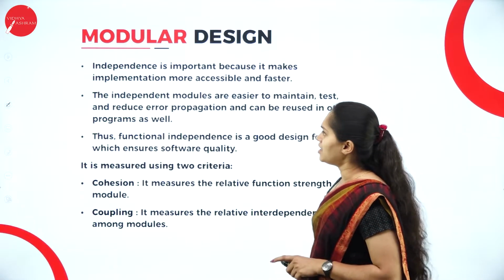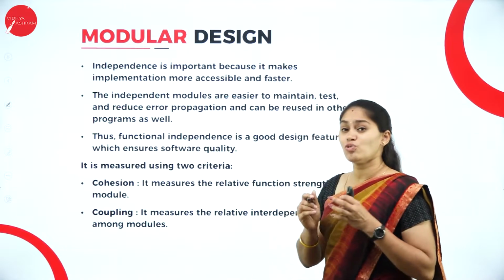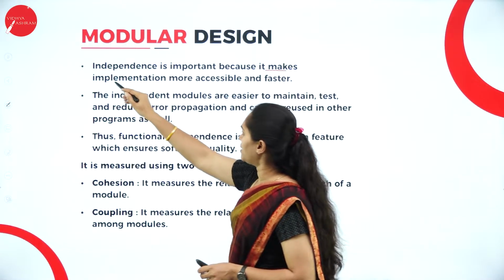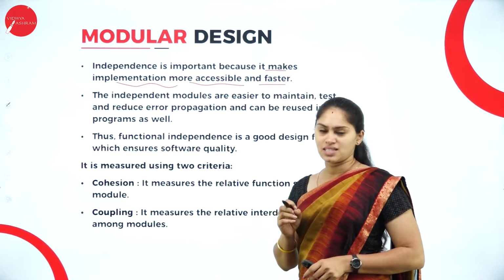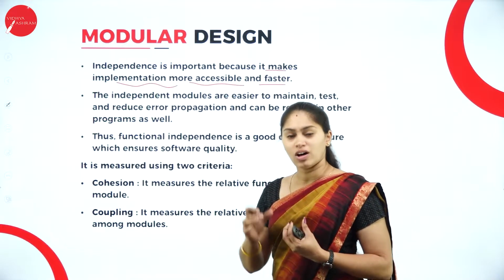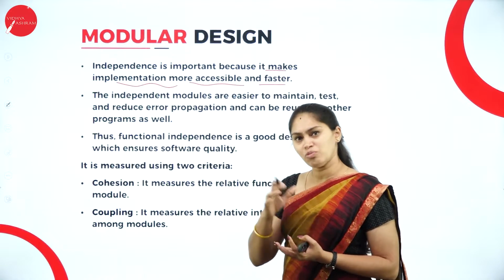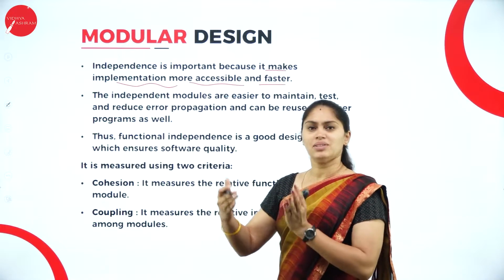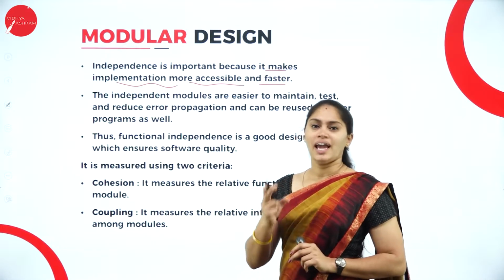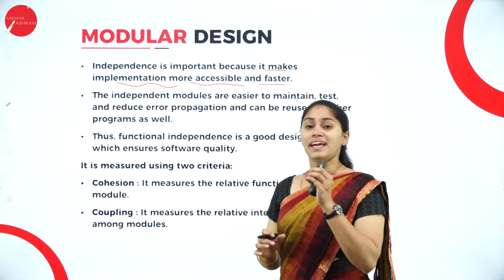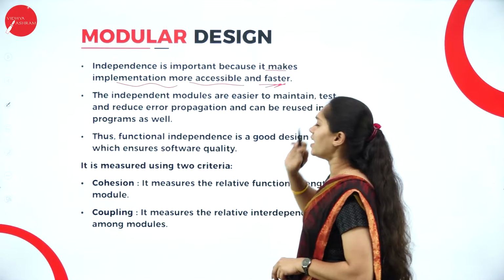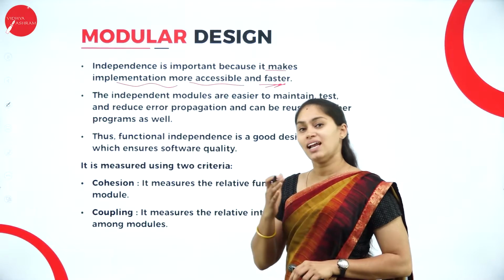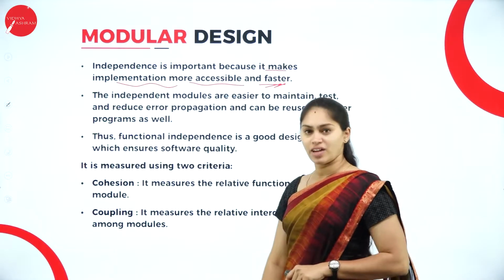Next, independence is important. Why do we have to maintain independence in the function? Mainly this is going to make the implementation more accessible and faster. If I just want to take M2 or M4, then I don't need to bother about M1 and M3. Why? Because M1 is not depending on M2, M2 is not depending on M3, M3 is not depending on M4. I just want to take M2 and M4. At that time it will be easy to access, and also it will be faster. When it has its own purpose, or when it is developed to perform a particular task, this is going to be very helpful.